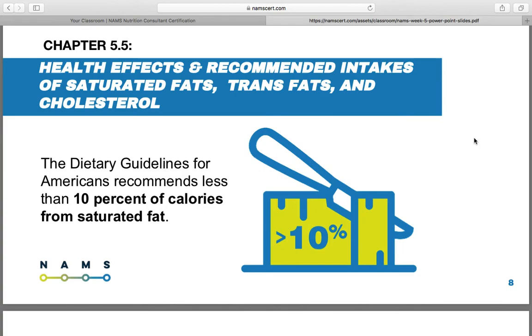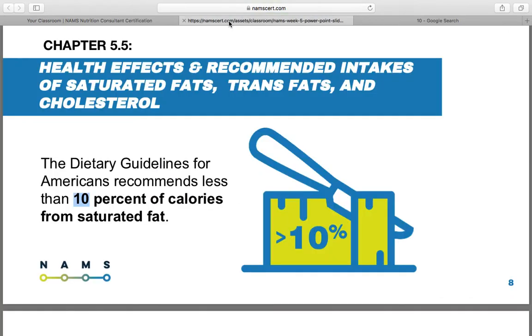This next slide discusses health effects and recommended intakes of saturated fats, trans fats, and cholesterol. The Dietary Guidelines for Americans recommends less than 10% of calories from saturated fat. So right here, this is very important for you guys, and I would put this in your notes. That 10% of calories should come from saturated fat. That's obviously a very small percentage of your total calories for the day, guys. So this is why we need to be very careful with our intake of saturated fats.